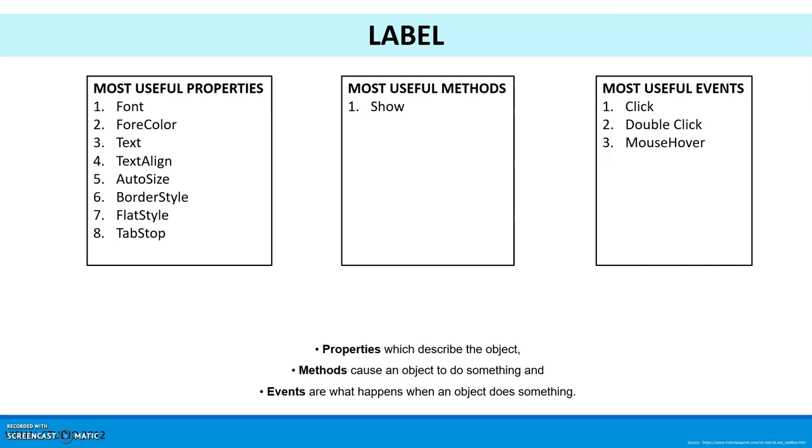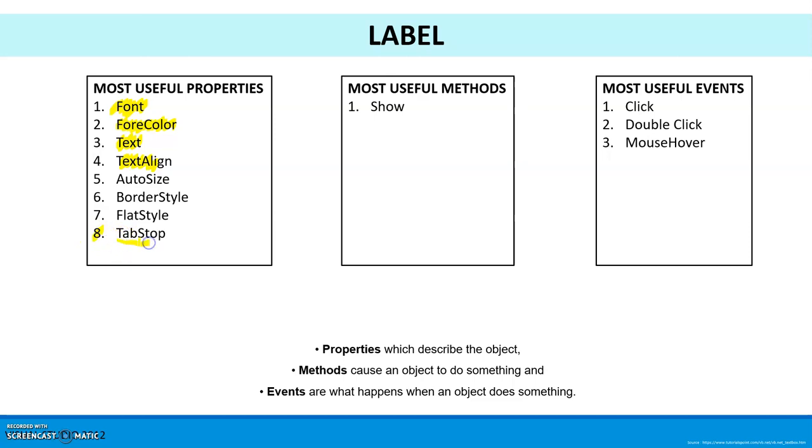You can explore all the other properties as well, but the most commonly used are font, like what type of font you want to keep, then the color of the font, then text. Sorry, text is not the text style. Text means what you want to print, what you want to display. Then text alignment, auto size, border style, flat style, and tab stop.